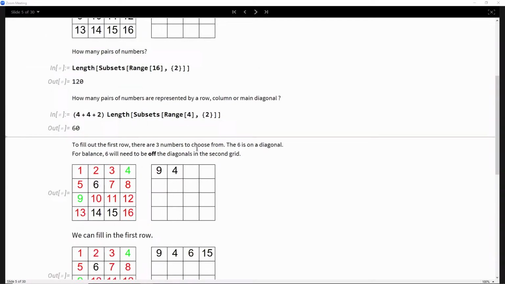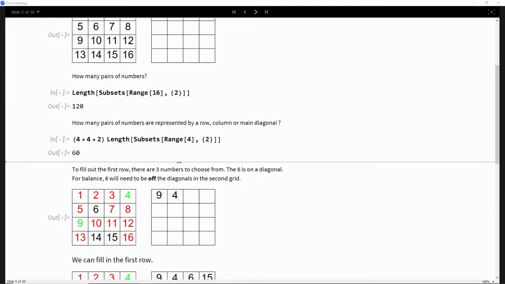So one thing to note is we need to fill out the first row, but there's only 3 different numbers we can choose from. All the items here in red have pretty much been eliminated because they're already in a row or column with 9 or 4 or the main diagonal. So basically we need to put 6 and 15 in these 2 squares in order to finish this first row.